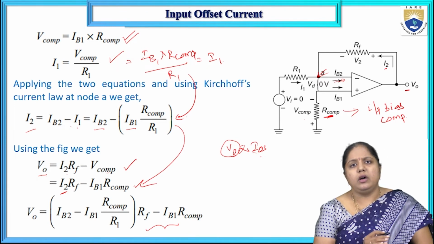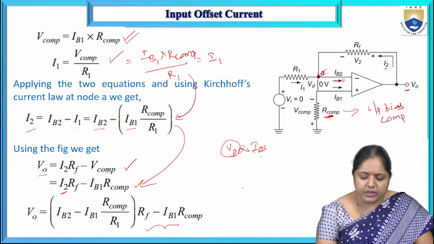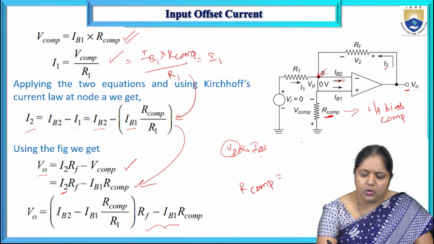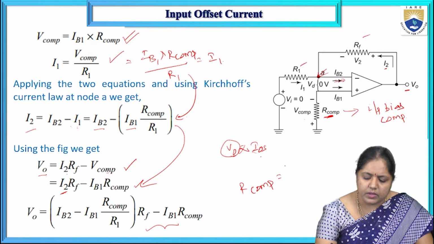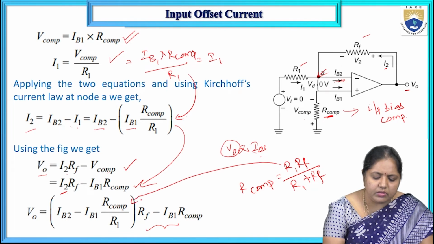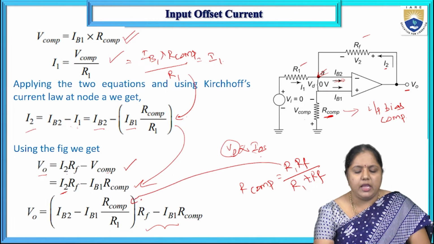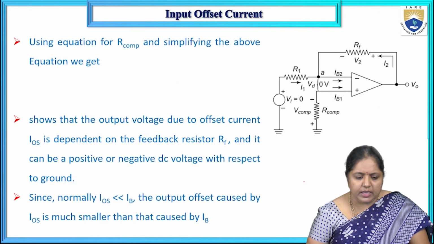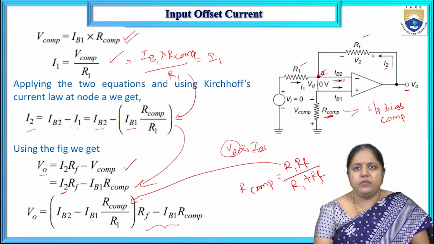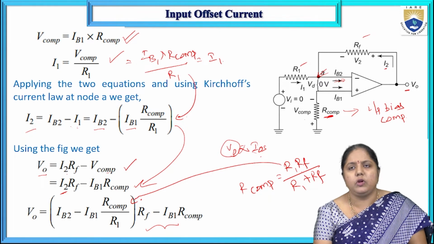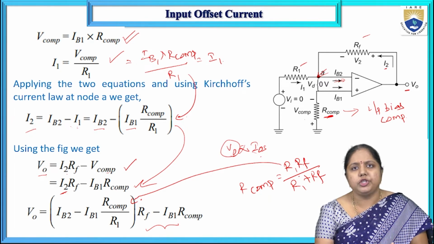Now if you see the R compensation, in the previous input bias current, we know what the R compensation resistor is. R compensation equals the parallel combination of R1 and RF, so R1 RF divided by R1 plus RF, right? If I replace R comp by this relation and simplify this equation, a few of the terms get cancelled out. Just to do a small simplification, replace this R compensation by R1 RF by R1 plus RF.